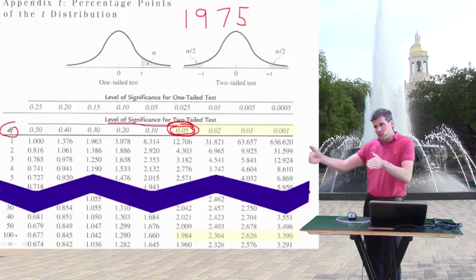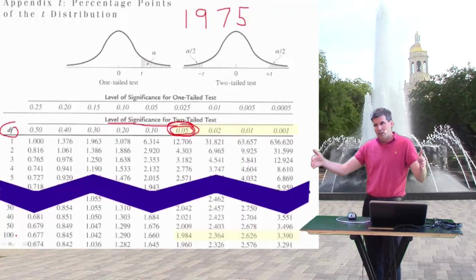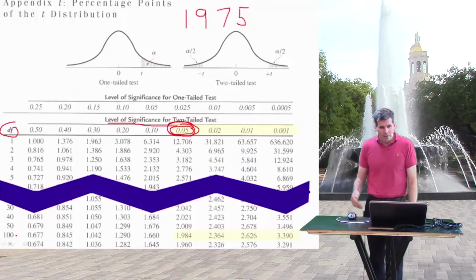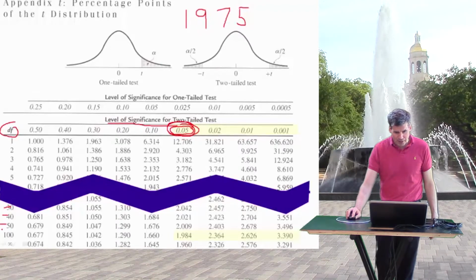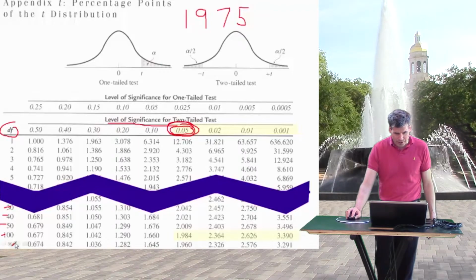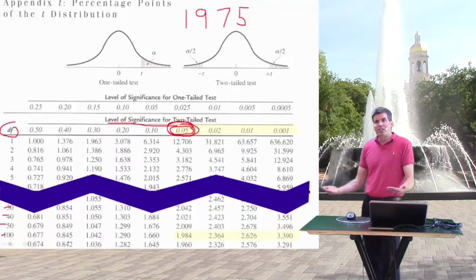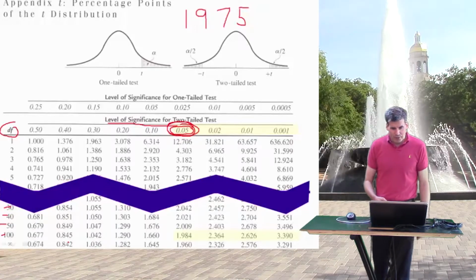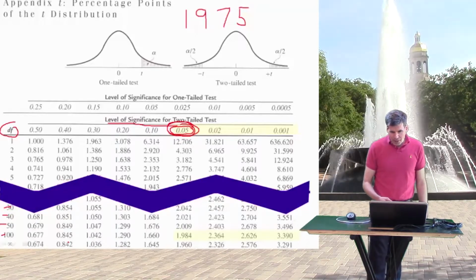Going from 1 to 2, you get some change. From 2 to 3, you get some change. But as your sample gets bigger and bigger, the changes get smaller and smaller. So the difference between 30 and 40 is not that big, and between 40 and 50 is not that big. And infinity is actually going to be the same thing as a Z table. At that point, there is no difference between a Z and a T. So that's why we skip things.